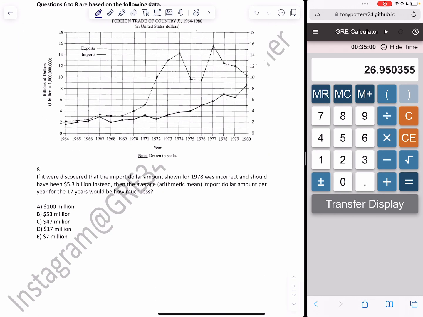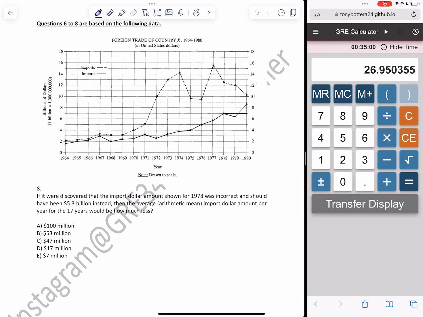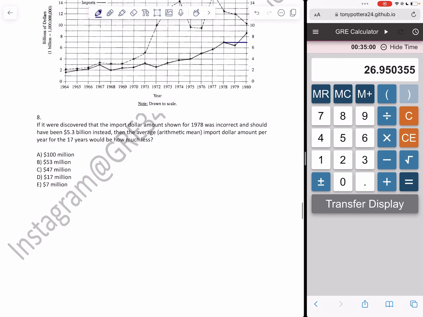So we're on the third question of the data interpretation, which is usually the hardest one. So what are they asking us? If it were discovered that the import dollar amount shown for 1978 was incorrect and should have been 5.3 billion instead, it is approximately 7 right now, then the average arithmetic mean import dollar amount per year for 17 years would be how much less? So we need to calculate two averages and calculate the difference between them.